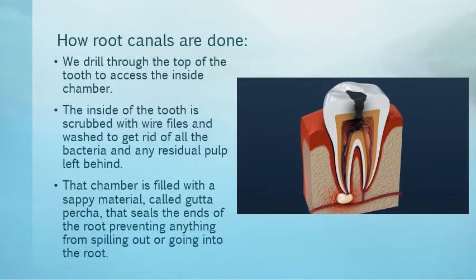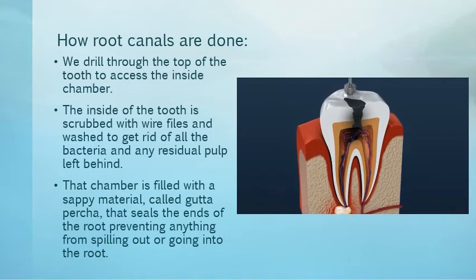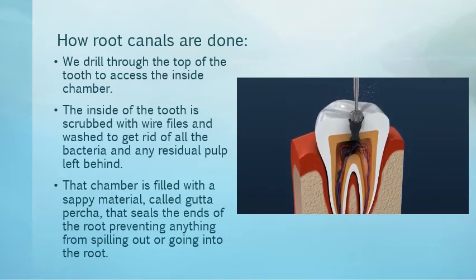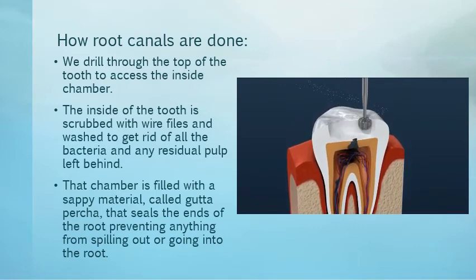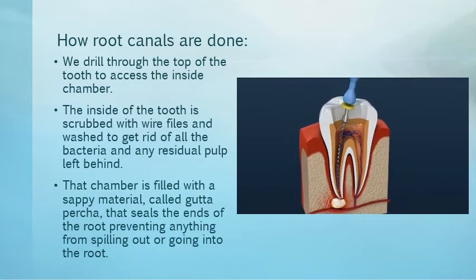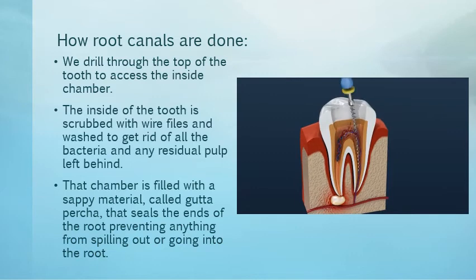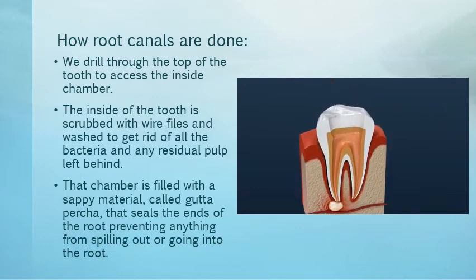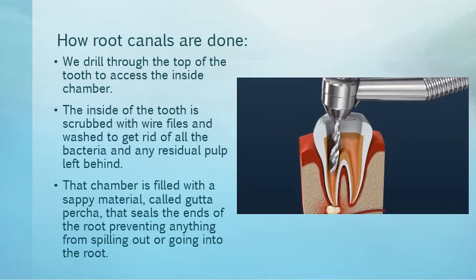How are root canals done? We start out by numbing the patient. After a patient is numb, we place a rubber dam, which basically is a sheet over the mouth, preventing you from swallowing some of the products we use. We'll drill through the top of the tooth down into the pulp chamber. We make sure all the decay is removed in the process.